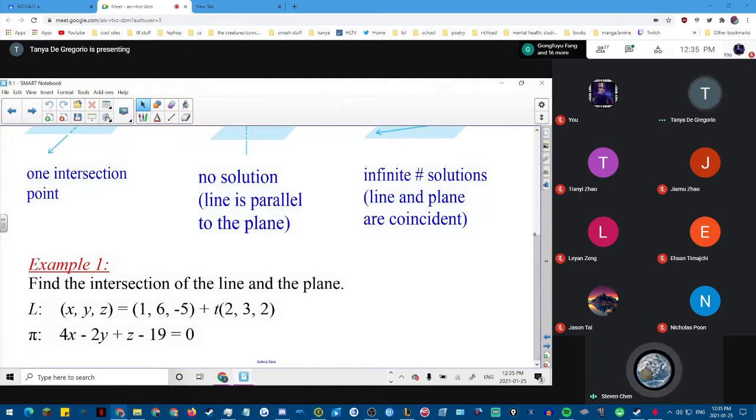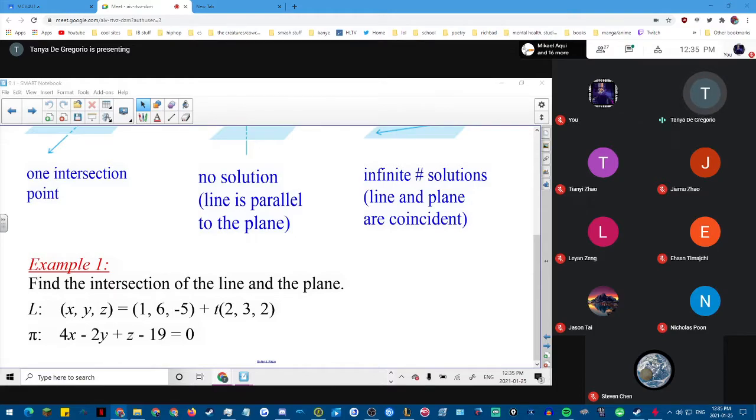Do you plug in the points? Like plug in what points? The parametric equation. Oh, okay. So if I find the parametric equations, then that's giving me an expression for x, y, and z. Very good. It's giving me an expression from the line of x, y, and z. So I can sub that into the plane. And what's that going to do?